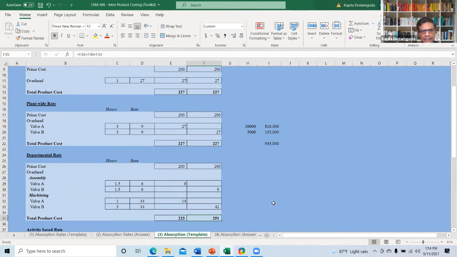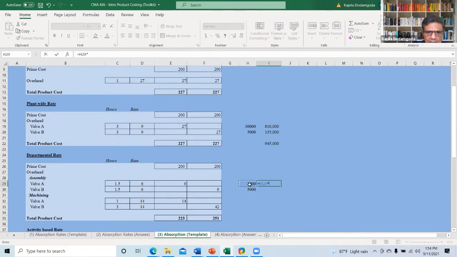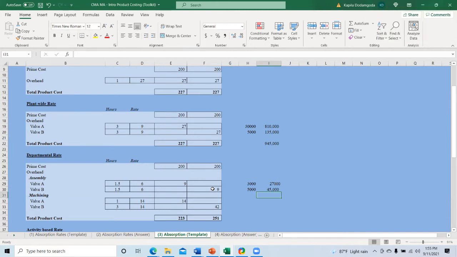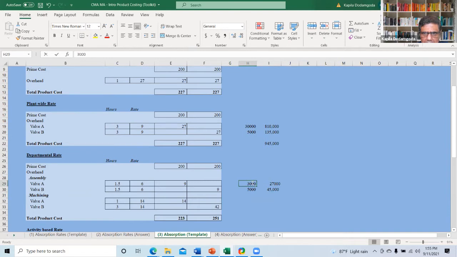And also we can do another reconciliation. Let us say valve A, we have 30,000 units, and valve B, we have 5,000 units. So 30,000 units into 9, 27,000 is absorbed into valve A. Something wrong. 3,000 should be 30,000. 30,000 is, thanks, I checked it. It reconciled.